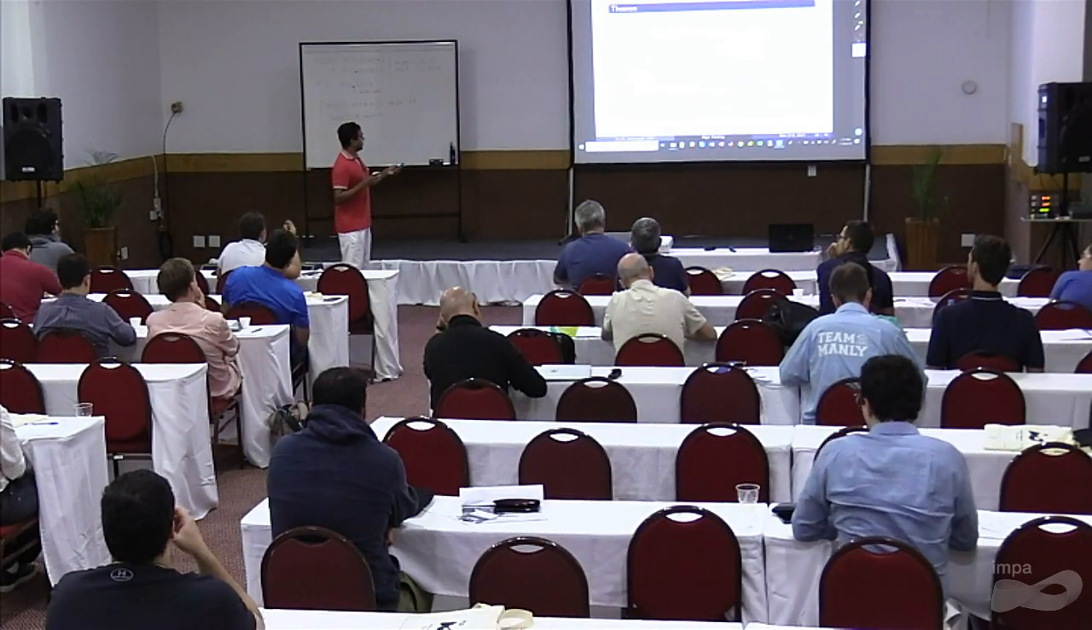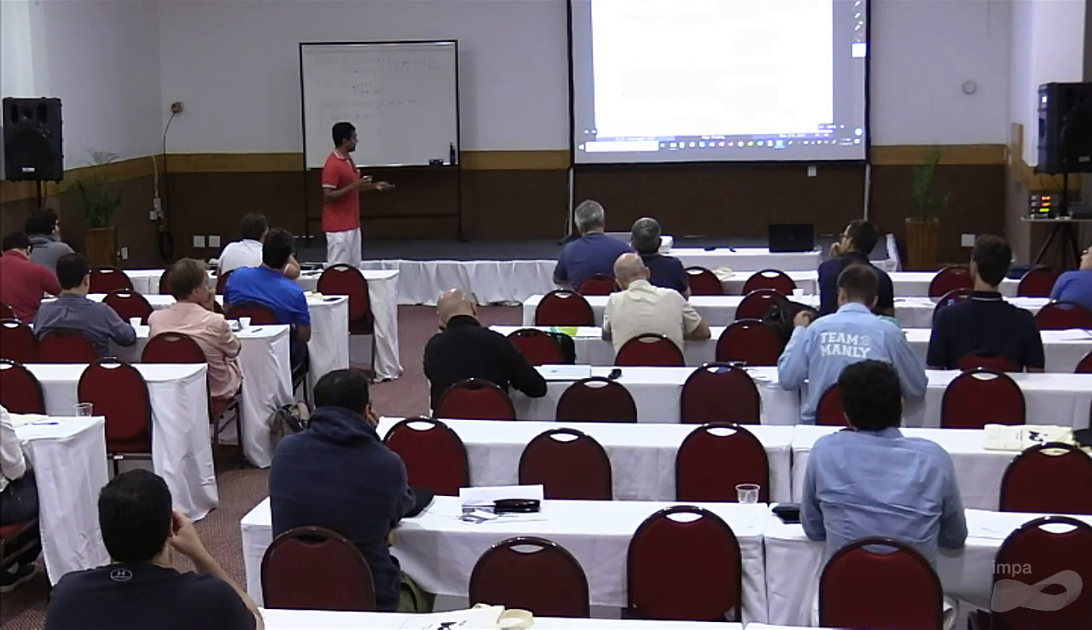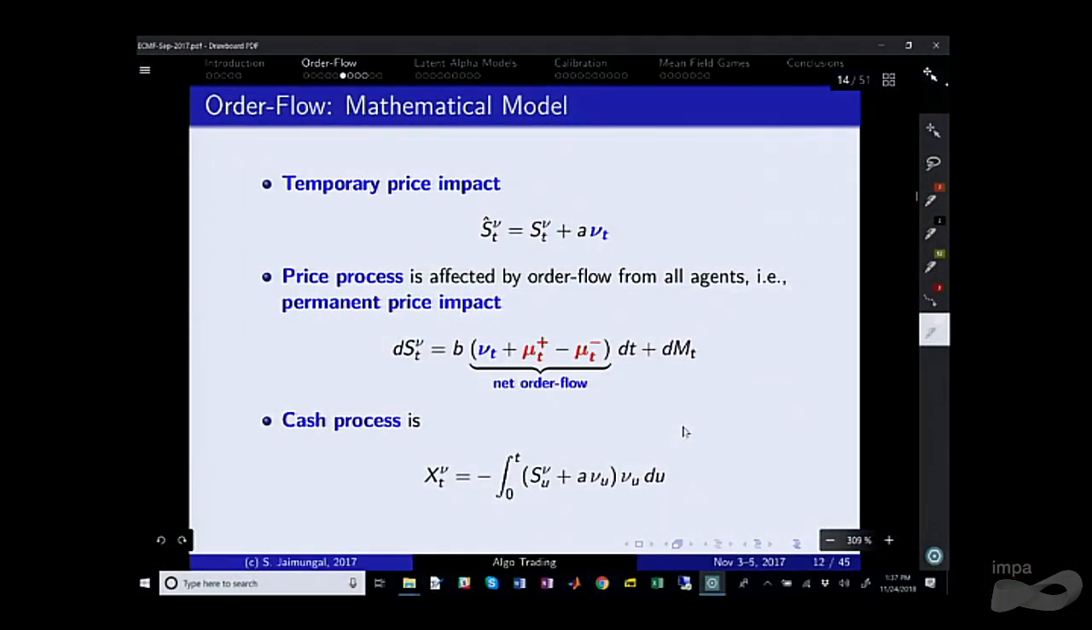So that ratio is the ratio of the permanent impact to this temporary impact. There was a change of label in here, so K and A are the same thing.